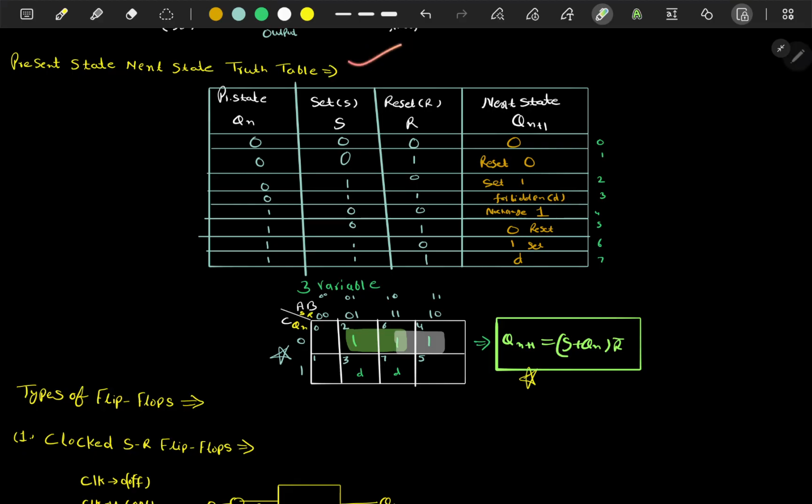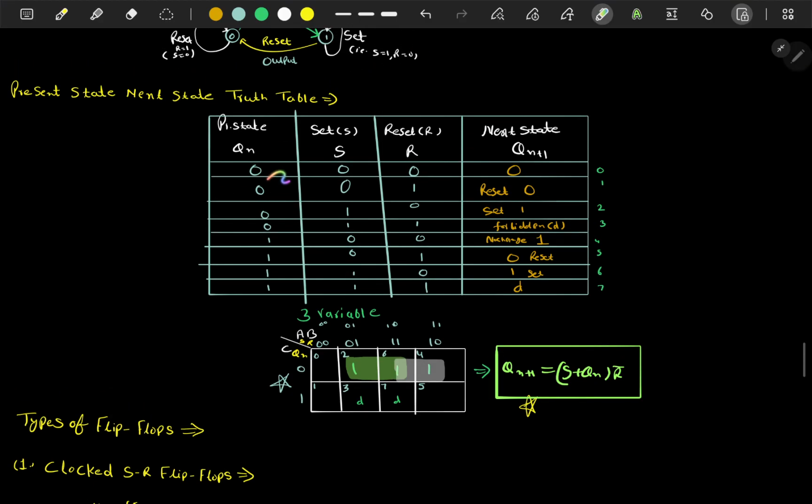Now the present state, next state truth table. Suppose the present state is 0 or 1. Then we have 01010101 and 00110011; 2 raised to the power 3 means a total of 8 states are possible. If both are 0, then no change. If reset is 1, then it will lead to reset, meaning 0. If set is 1 and reset is 0, then it will convert 0 to 1. If both are 1, we know it's a forbidden state. Again, if both are 0, no change, so Qn plus 1 will be Qn. If reset is 1, Qn will go to 0. If set is 1, it will convert to 1, and if both are 1, it is a don't care state, we will not care about this state, it will not be solvable.